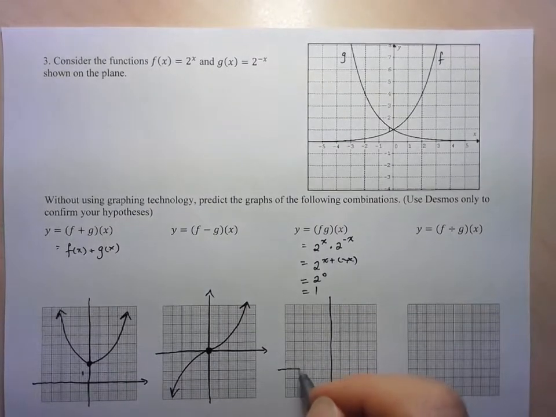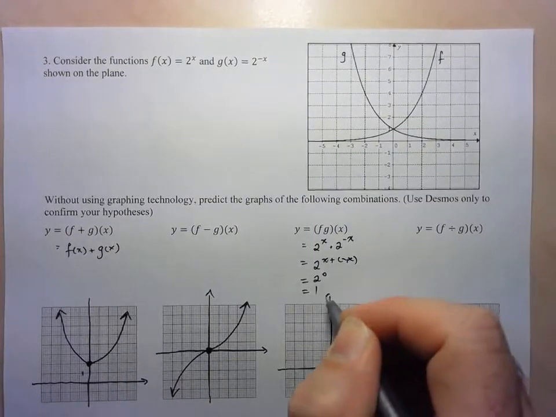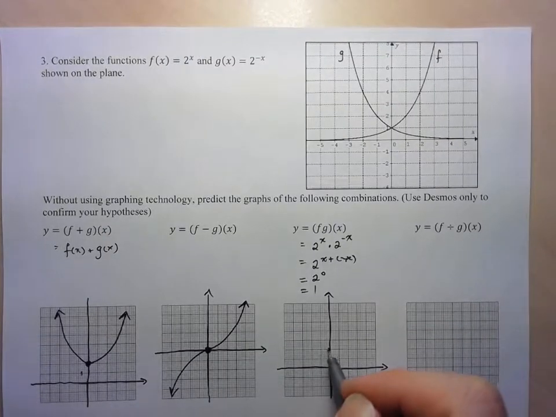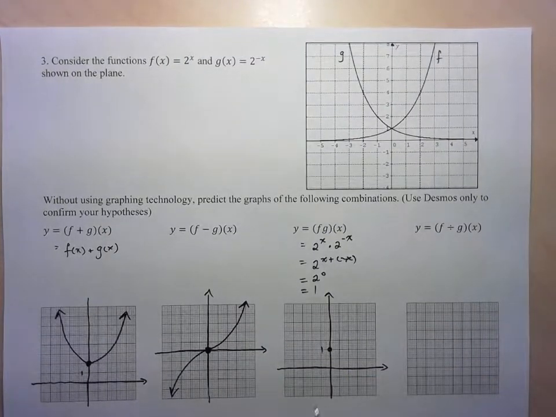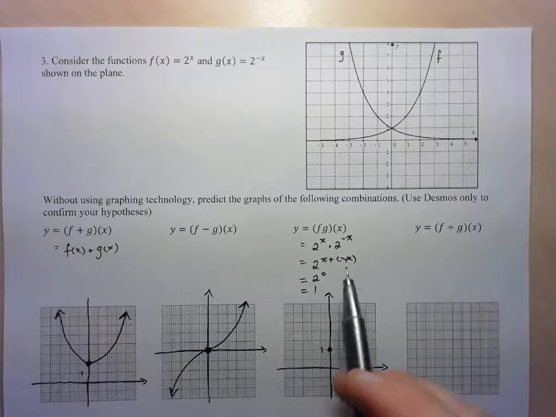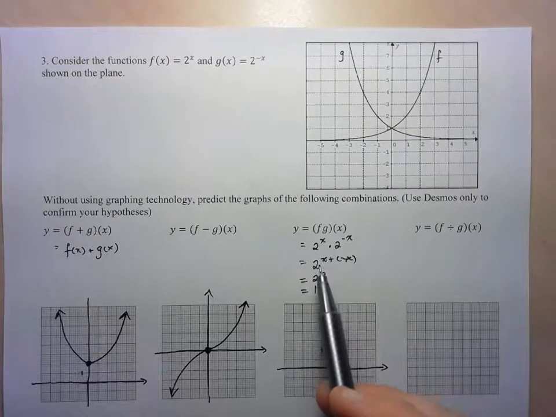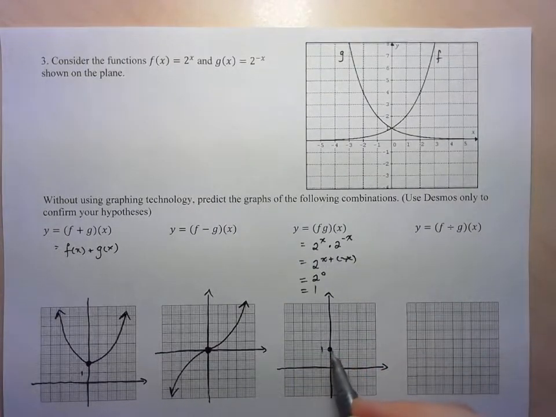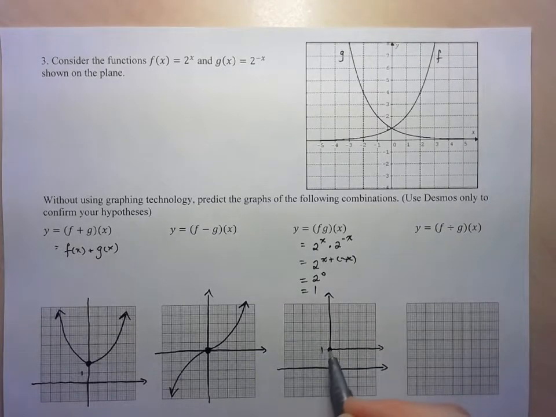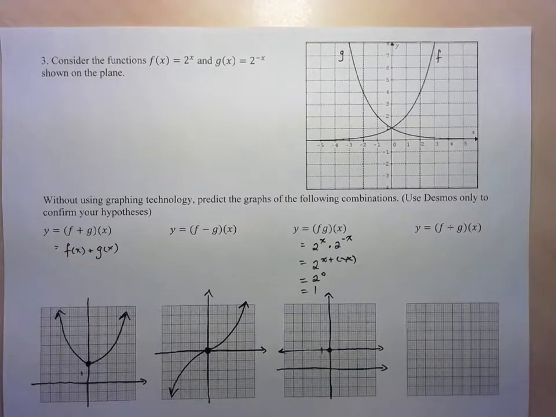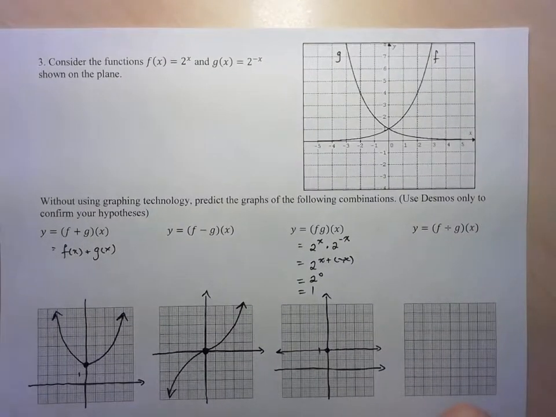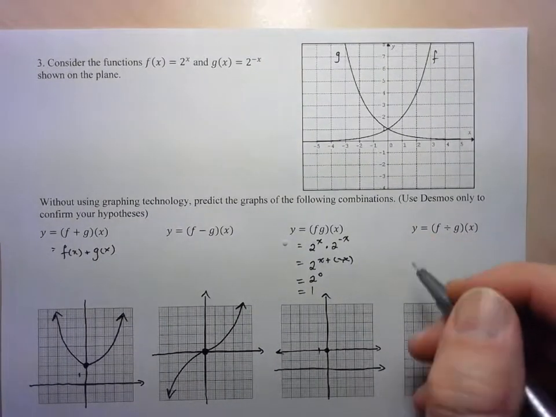Okay? So notice how we had figured out that it was going to pass through 0, 1. And we had an idea that it would be approaching some horizontal line. In fact, the whole thing is just going to be a horizontal line. All right? So that's an interesting combination of those two functions. So let's take a look at the division.